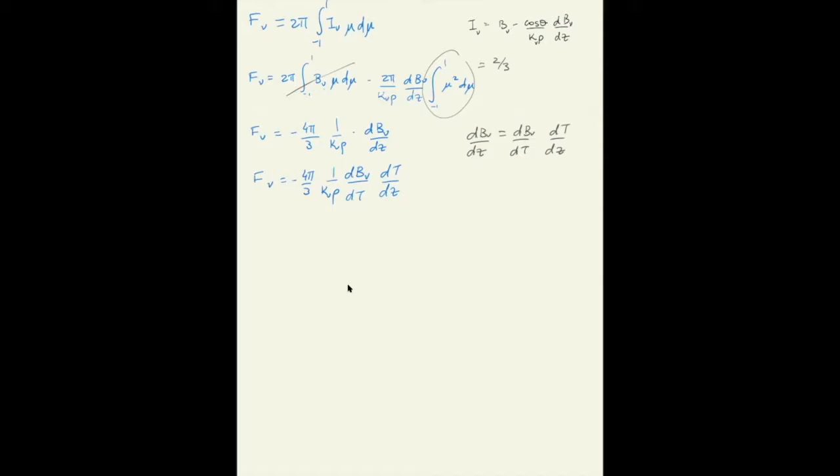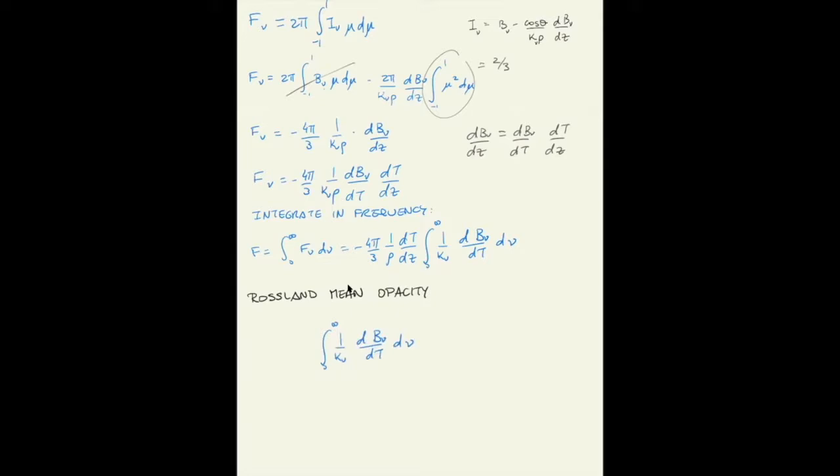So this is the monochromatic flux. You can integrate in frequency to find the bolometric flux. And the only quantities here that depend on the frequency are the opacity and the Planckian. So now to bypass the frequency integration, you can define the Rosseland mean opacity, which is a gray opacity. You see here, you have in this integral 1 over the opacity times the derivative of the Planckian in temperature. So the Rosseland mean opacity is defined as κ_R.